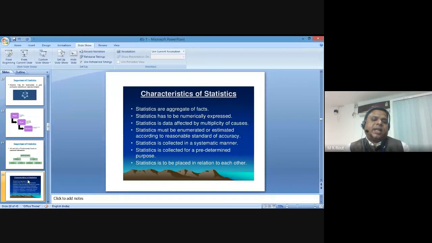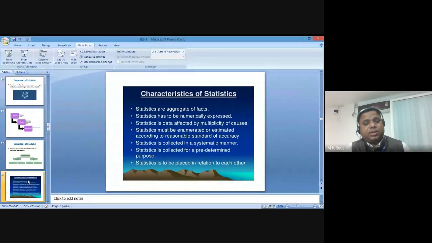The next is that statistics has to be numerically expressed. As you know, statistics is in the form of numbers and digits, and that should be easily expressed so that everybody can easily understand the facts and figures in the form of numbers and digits. The next is that statistical data is affected by a multiplicity of causes. What causes? Maybe environmental. As far as the causes which directly affect the data are concerned, the next is improper or incorrect data. The next is improper collection of data, improper organization of the data. That directly affects the statistics or statistical analysis.